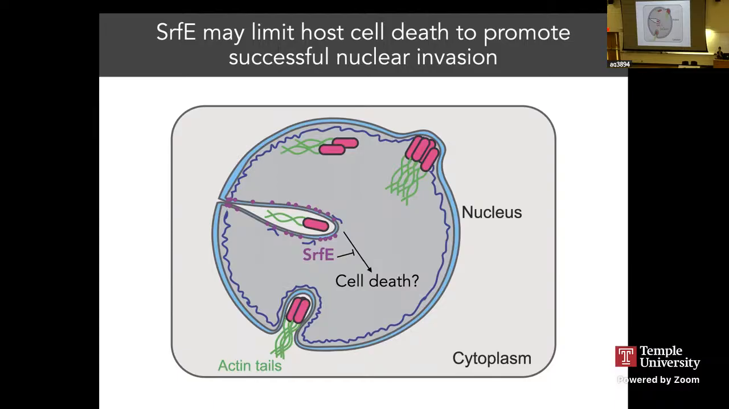And our cells have a lot of pathways to sense and maintain the integrity of their nuclei. And so it would make sense for there to be a factor that quells that response so they can successfully make their way in. And we'd also be curious to know, does this also help with their exit? At this point, we don't quite know yet.